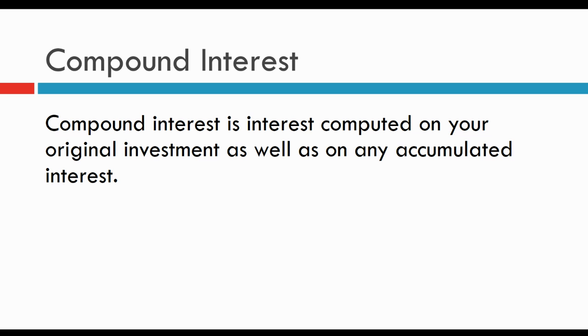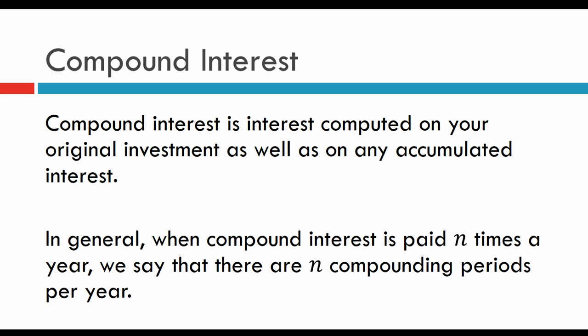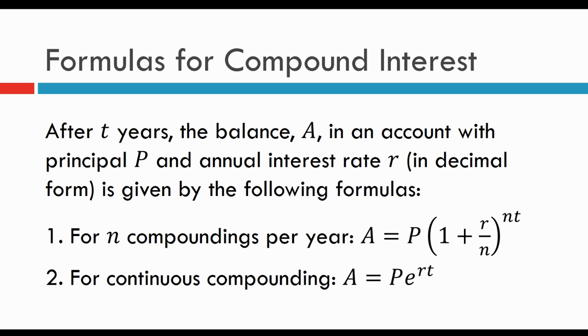All right, let's talk about compound interest. Compound interest is interest computed on your original investment as well as on any accumulated interest. In general, when compound interest is paid n times a year, we say that there are n compounding periods per year. So let's talk about some of the vocab of what n could potentially be. Oh, I guess I'm ahead of myself. Let's talk about the formula first.